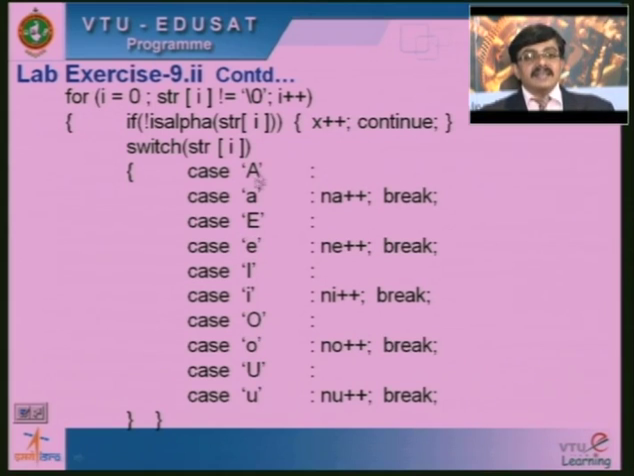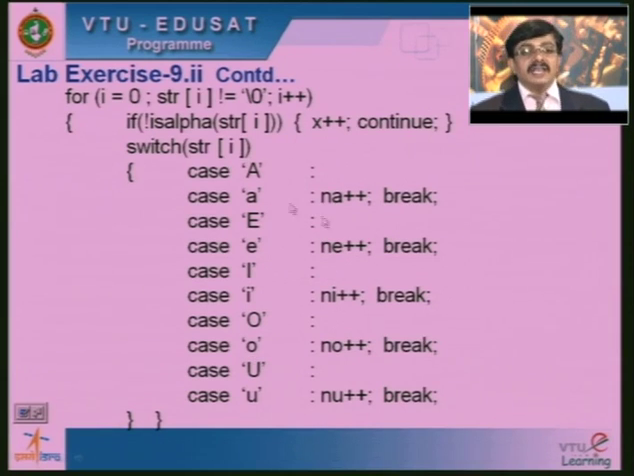So, if it is uppercase A or lowercase a, a vowel, then I increment the number of A's and then I break from here. When I use the break statement, it will not go for the rest of the cases and it will go out of the switch. So, here when str of 0 is h, it is neither uppercase A nor lowercase a, neither uppercase E nor lowercase e, neither uppercase I nor lowercase i, neither uppercase O nor lowercase o, neither uppercase U nor lowercase u, which means none of the cases of the switch are satisfied.